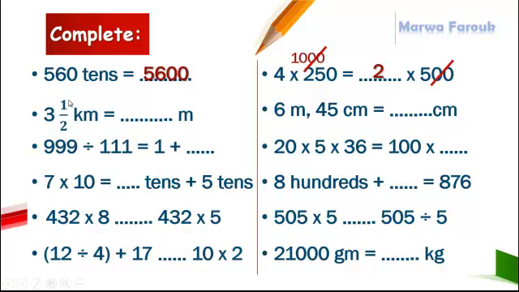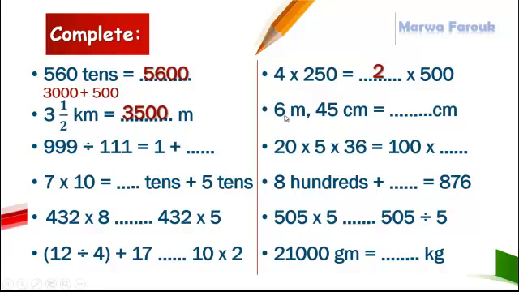Next one, I have 3.5 kilometer equal how many meter? Now I have to convert the kilometer into meter. And when I am converting from kilometer to meter, I'm going to multiply by 1000. So 3 times 1000 will be 3000. And we know that half kilometer equal 500 meters. So we go 3000 plus 500 equal 3500 meters.